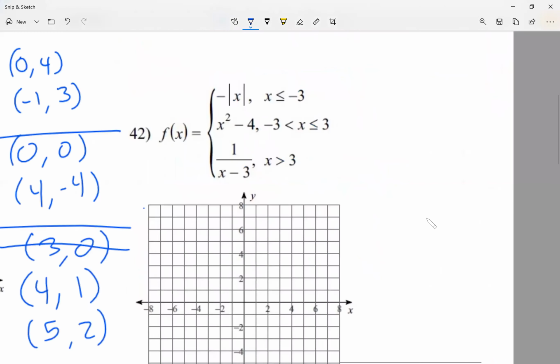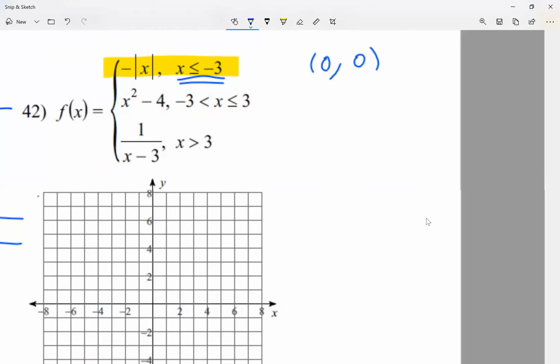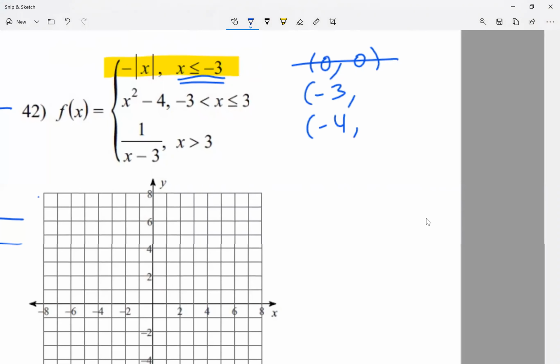Let's take a look at my last question for today. Question number 42. An absolute value, I'm expecting a V shape. Inside of the parentheses is 0. Outside of the parentheses, 0. That's my vertex. Now the values that I can choose are negative 3 or less. So I cannot choose that. I can choose values like negative 3 or negative 4. Because the vertex is not part of my graph, right? I cannot include my vertex. My V shape is only going to look like a line.